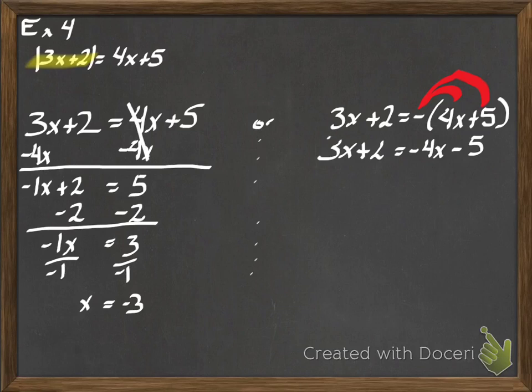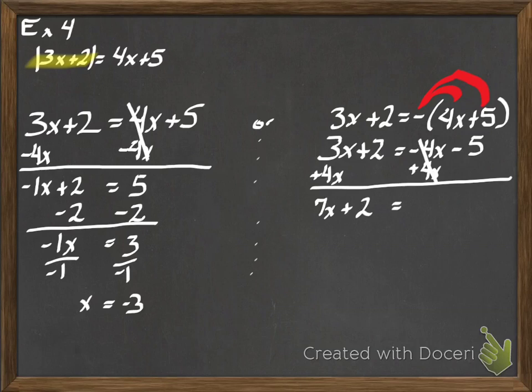Now I want my x's on the same side, and so I'm going to go ahead and move my x's, just like on the previous problem, over to the left. And so if I have a negative 4x, to cancel it out, I would need to add 4x, because negative 4x plus 4x is 0. And that's my goal there, is to cancel it out, get a 0. So that gives me 7x plus 2 is equal to a negative 5.